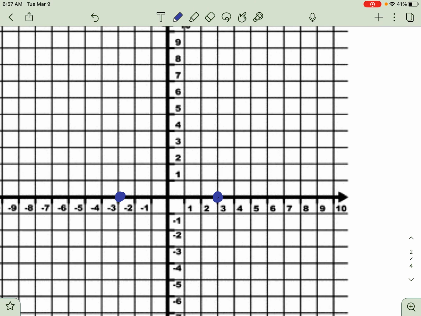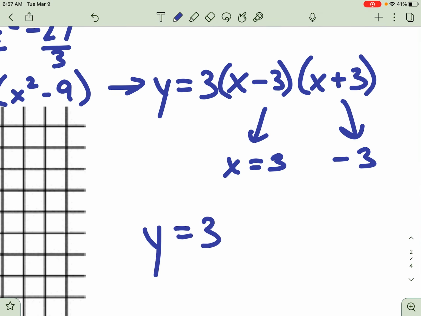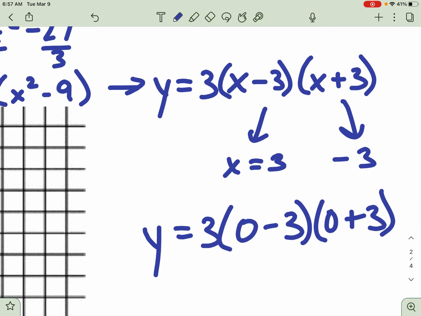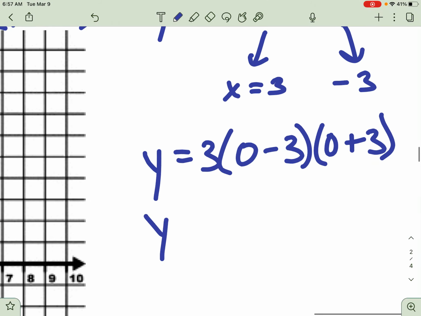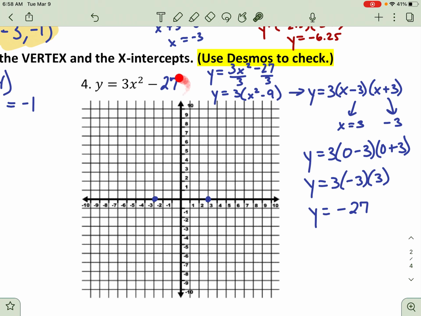3, negative 3. And then halfway between those, of course, is 1, 2, 3, 4, 5, 6 would be 0. So we're going to plug in a 0 to find our vertex. This would be negative 3, positive 3. Lots of 3s. So the y value here is going to be 3 times 3 is 9, times 3 is 27. This would be negative 27, which ironically is up here, which is our y-intercept.